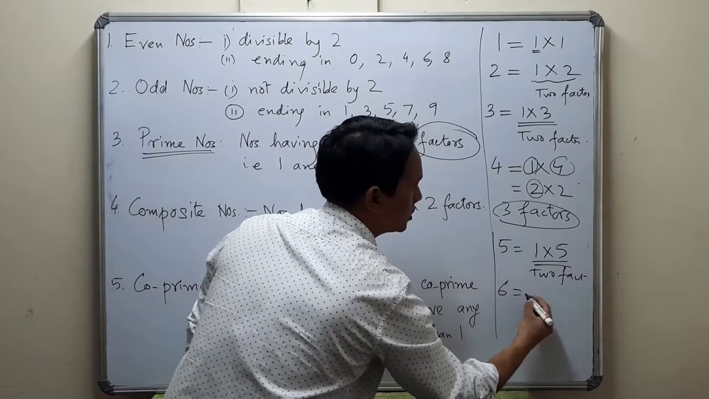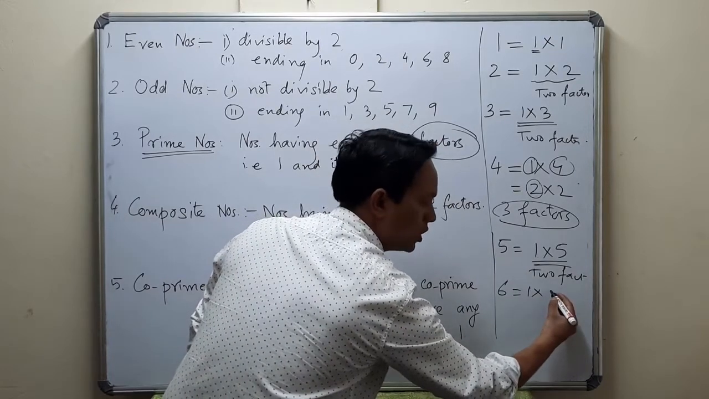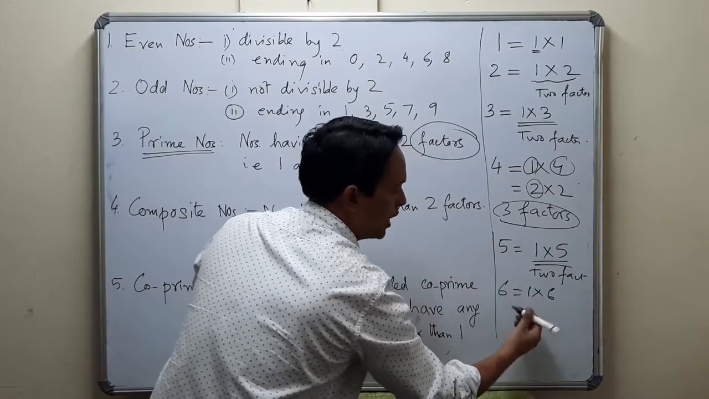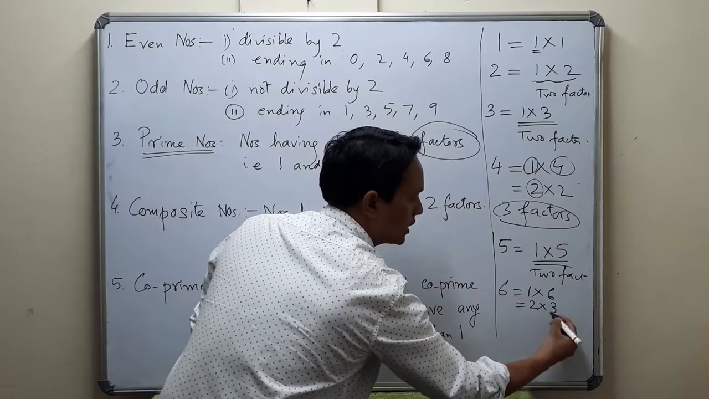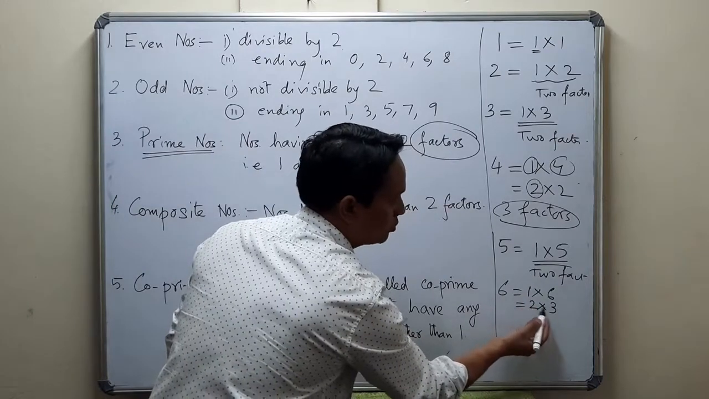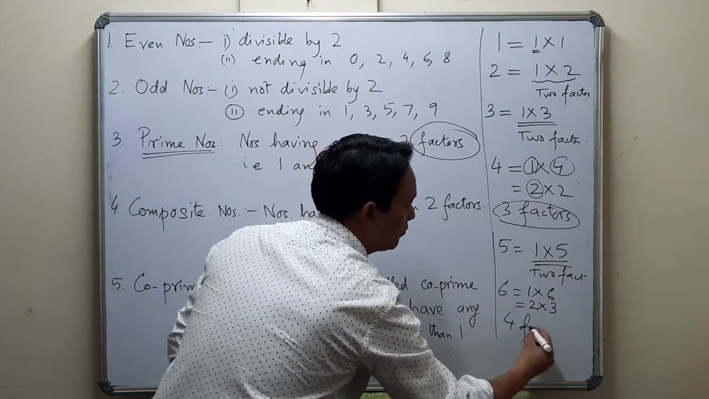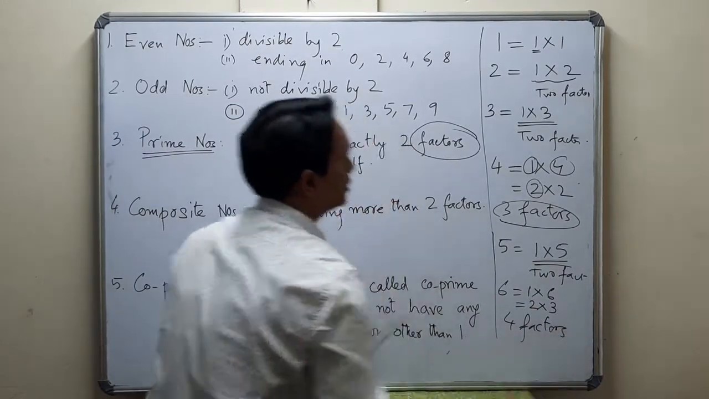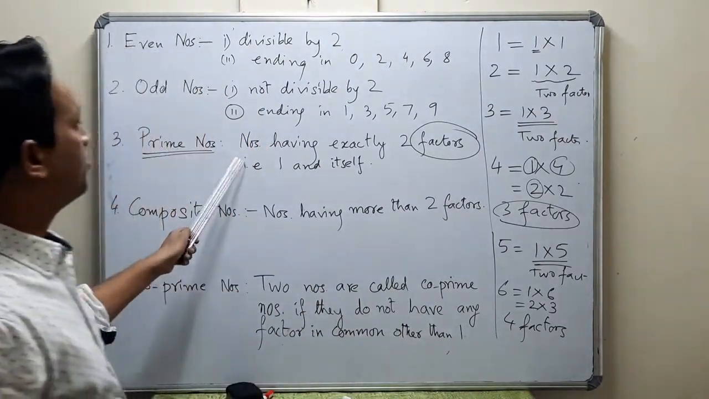We come to 6. We have 1 into 6, 1 can divide, then 2 can divide, 2 3s are 6. Okay, 3 also can divide. So how many different factors? 1, 2, 3 and 6. So 4 different factors.